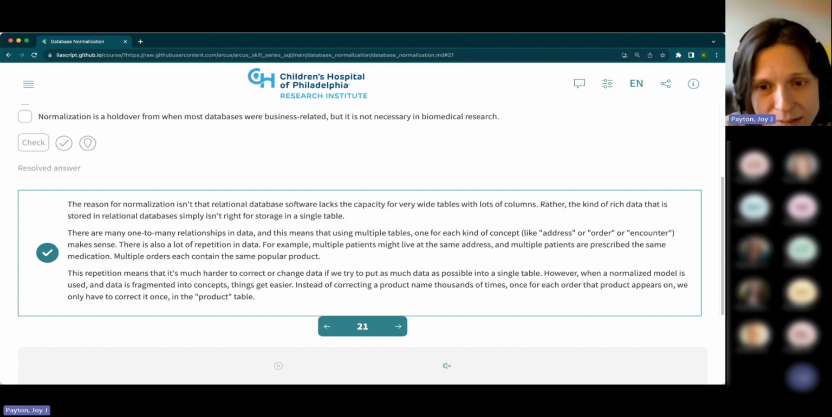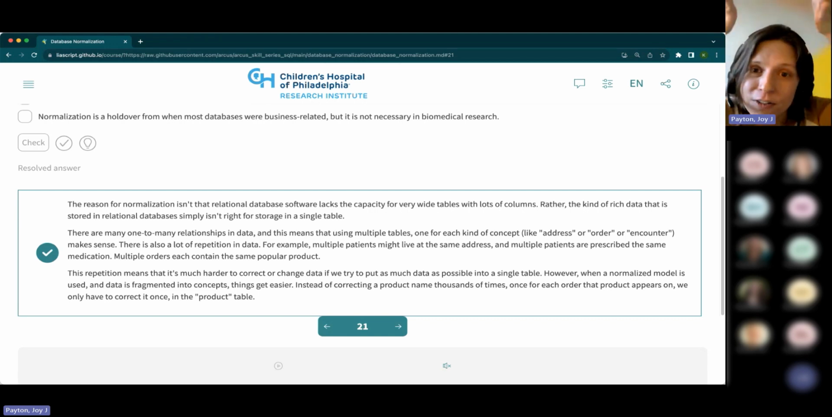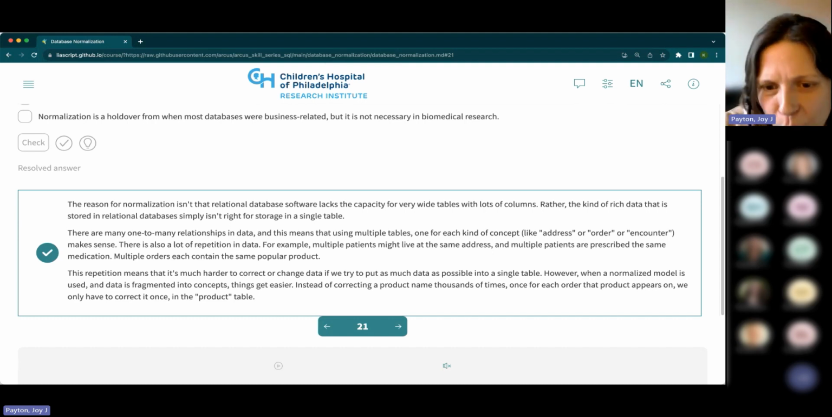When a normalized model is used, when data is fragmented into these entities, these concepts, things get a lot easier when it comes to correcting data, maintaining data, and analyzing data. So that you can look for zip code in a single column and not your first zip code, your second zip code, your third zip code, your fourth zip code, your fifth zip code, right? Looking in one place.